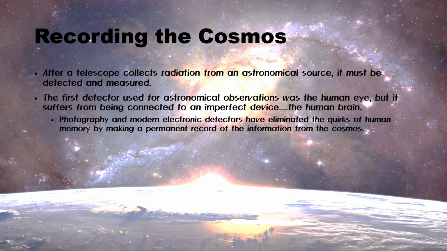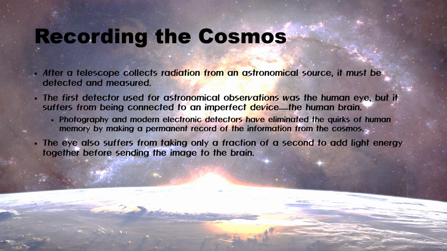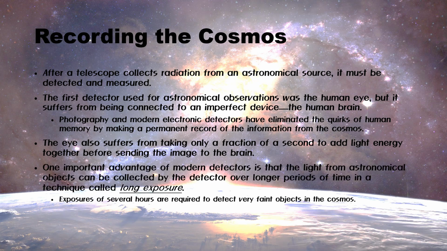Photography and modern electronic detectors have eliminated the quirks of human memory by making a permanent record of the information from the cosmos. Human memory can forget things, we can misremember things, but with photography and electronic detectors, the record can be much more accurate, and it's not subject to interpretation by the brain. Now, the eye also suffers from taking in only a fraction of a second of information. That fraction of a second lets light energy come into your eye before it sends that information off to your brain.